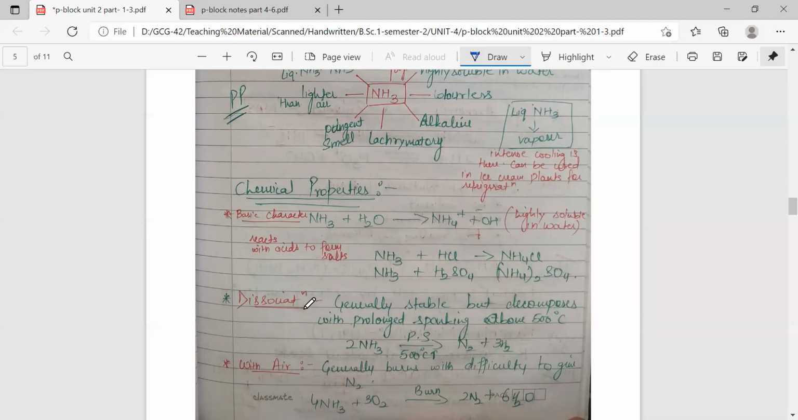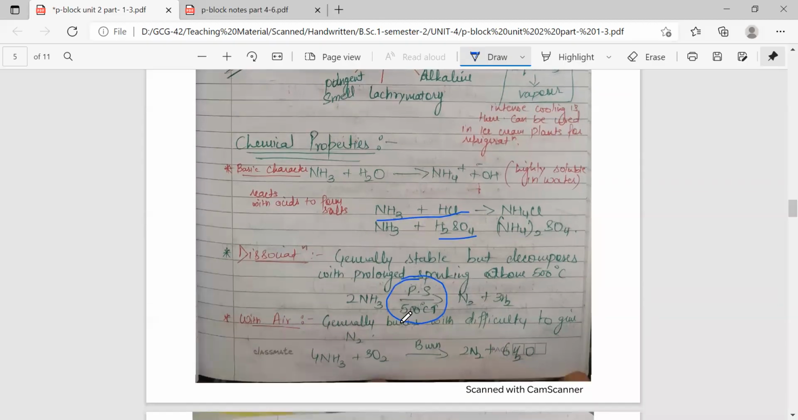Also, it reacts with acids to form the corresponding salts. Here is the reaction of ammonia with HCl and H2SO4, where we get the formation of ammonium chloride and ammonium sulfate. Its dissociation: it is generally stable, but it will decompose with prolonged sparking above 500 degrees Celsius. So for its decomposition, we'll have to treat it with prolonged sparking at 500 degrees Celsius. Then we dissociate it into its constituent gases, that is nitrogen and hydrogen.